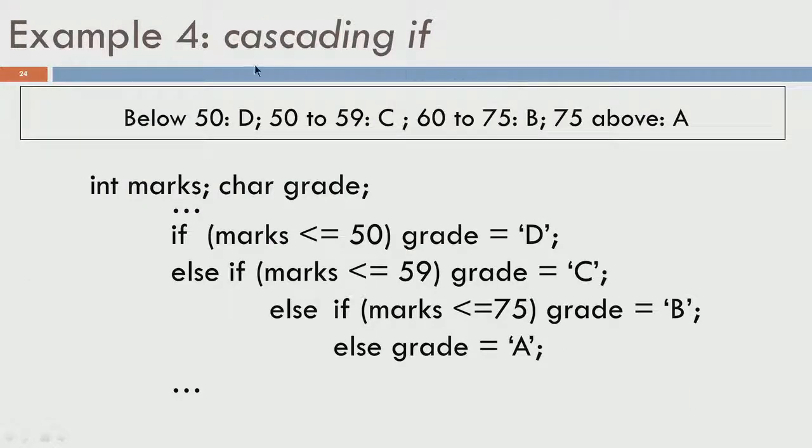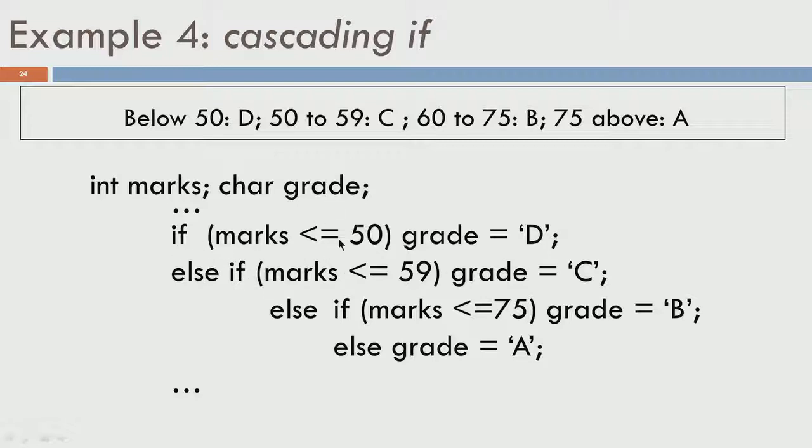So, let us see an example of cascading if. Let us say I am grading your course, and let us say this is my grading policy. If you get below 50 marks in the exam, you get a D grade. If you get between 50 and 59, you get C. If you get 60 to 75, you get B, and 75 and above will be A. Let us say this is my grading policy for the course. Then I have the integer marks and I have the character grade. So, marks is something that you are going to enter, and grade is something that I am going to assign from the program. So, you see this structure here.